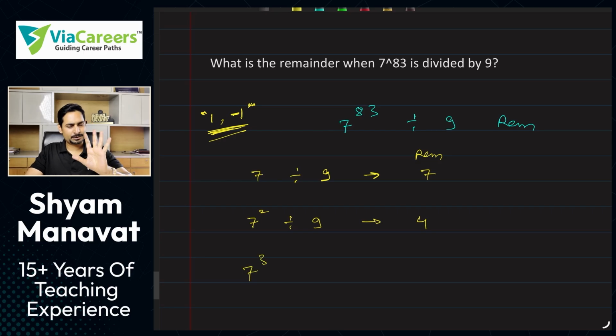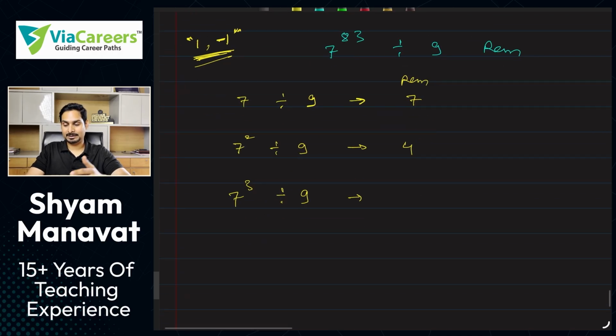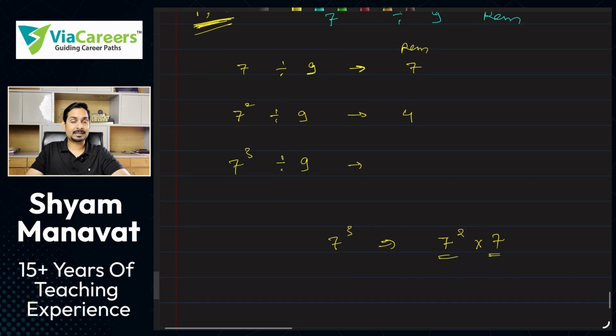Now 7 cube, suppose I don't know. I know, but assume that I don't know. In this case, what will you say the remainder is when divided by 9? Do you remember? We have discussed in a previous question also. If I want to know 7 cube when divided by 9, I can also split this as 7 square into 7, and take these as two different terms.